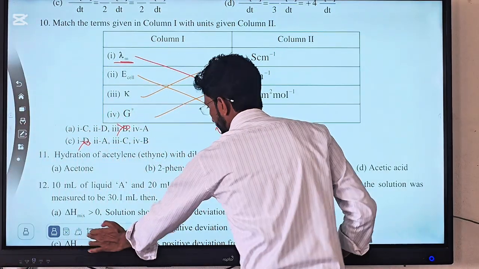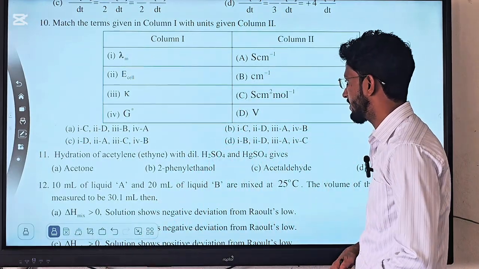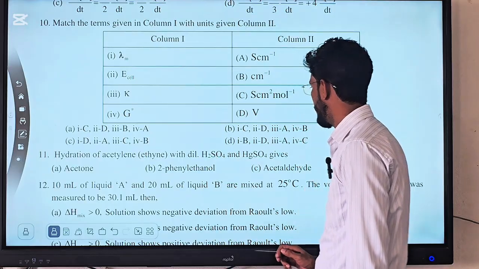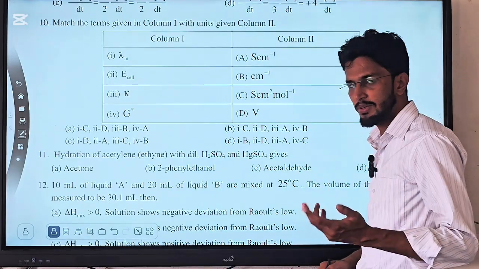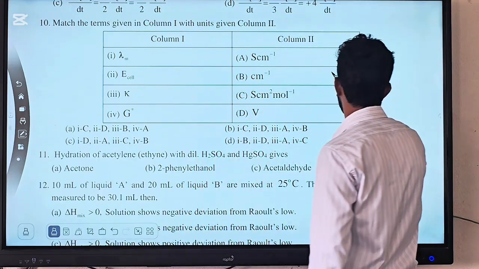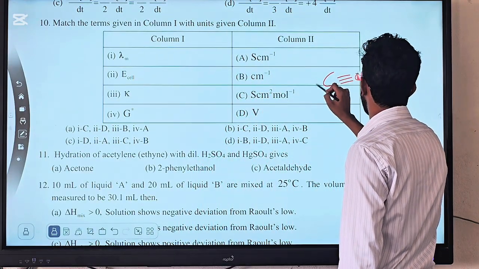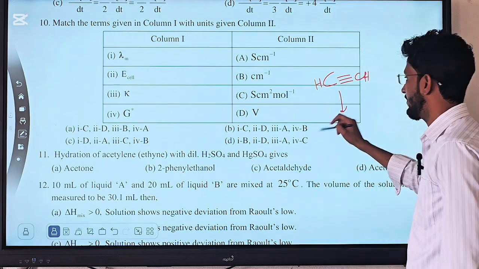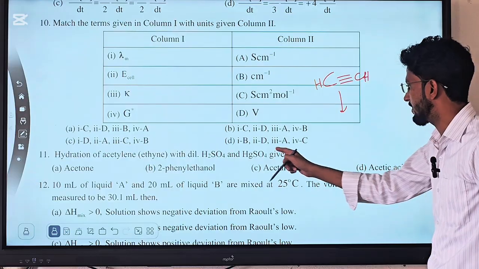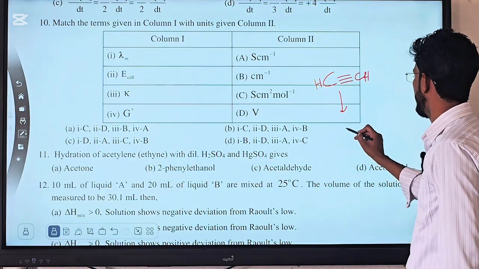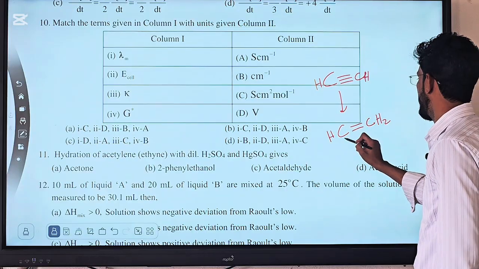In question number 11, it is asked that hydration of acetylene, that is ethyne, CH triple bond CH, with dilute H2SO4 and HgSO4 gives what product. If we add HgSO4 and H2SO4, the first product will be vinyl alcohol, CH2=CH-OH.